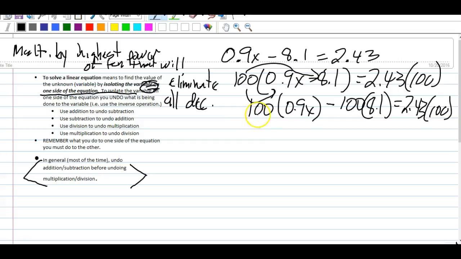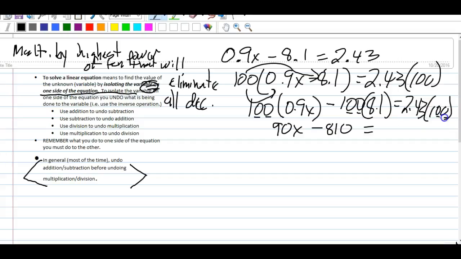Now remember, when you multiply by a power of 10, you move the decimal to the right the same number of places as you have zeros in your power of 10. Here I have 2 zeros in my power of 10, so I've got to move this decimal 2 places to the right, which means I'm going to have to add a 0. So that gives me 90x. Same thing here. I'm multiplying by 100, so I move this decimal 2 places to the right and add a 0. So that gives me 810.